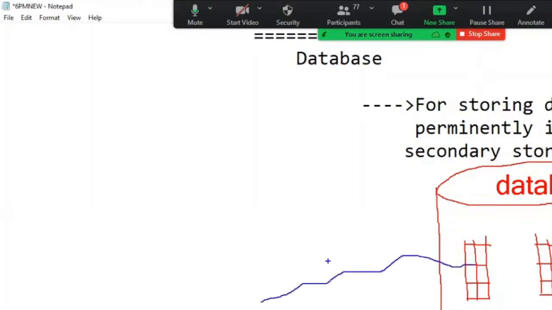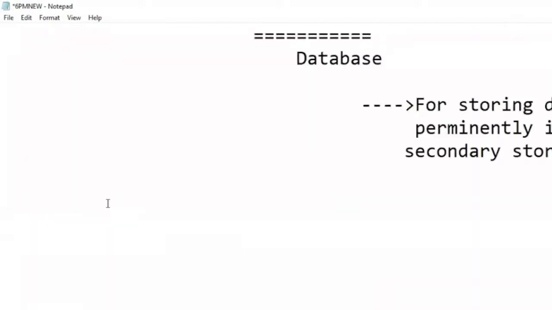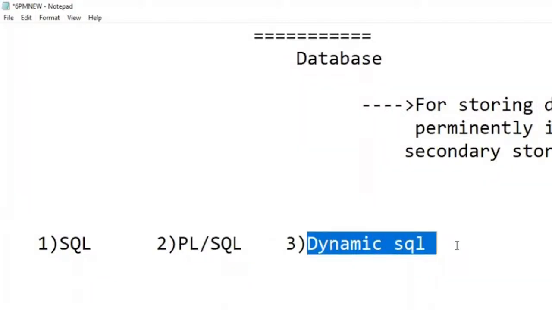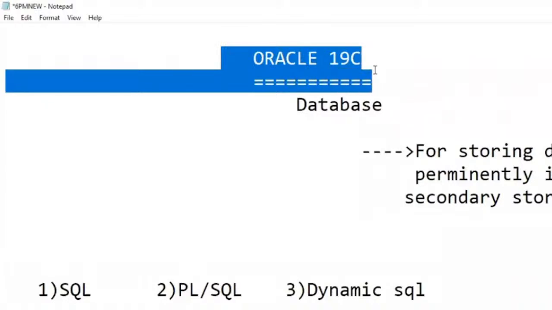About this data, we communicate using SQL, which is a language, structured query language. Yesterday, I told you only this much, a small thing. If you want to operate this Oracle software, we use SQL, structured query language. Another language is PL/SQL, procedural language extension for SQL. Another language is dynamic SQL. Through these three languages, we operate this Oracle software in your companies.